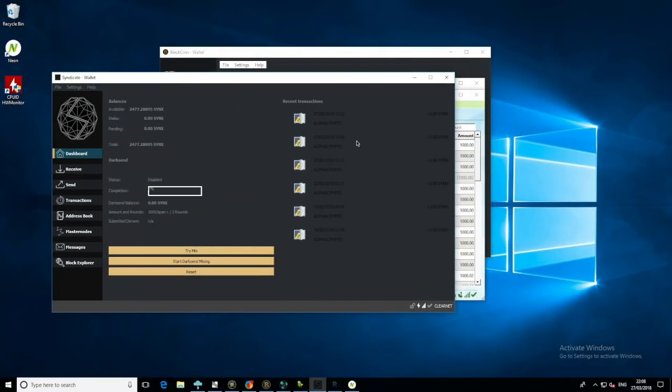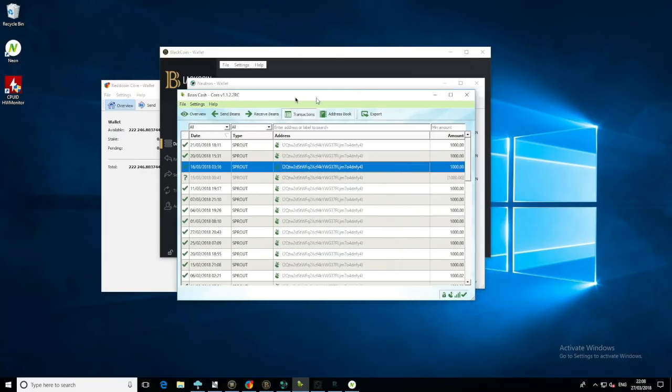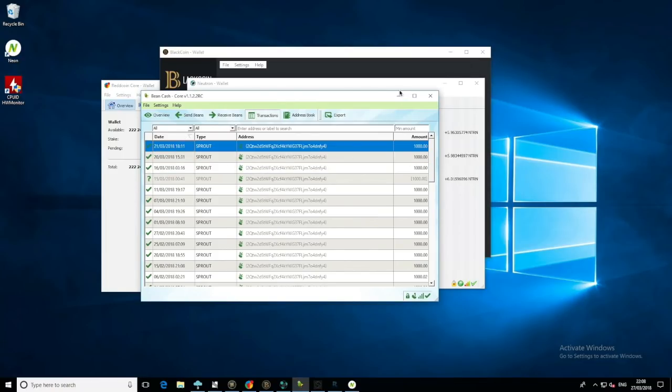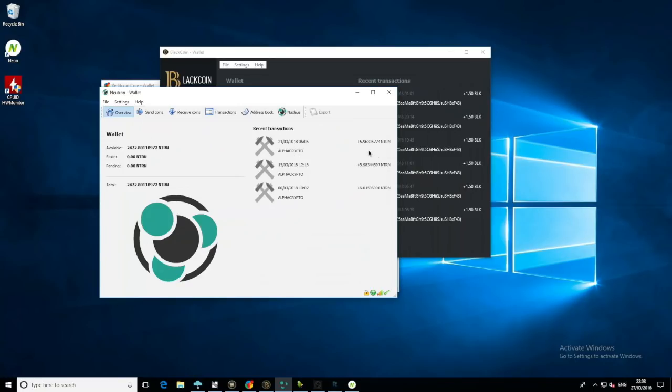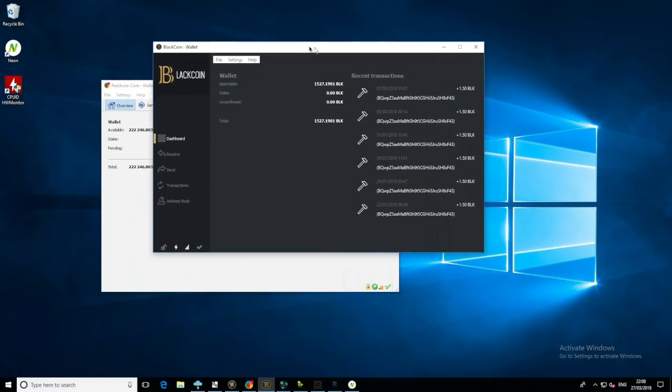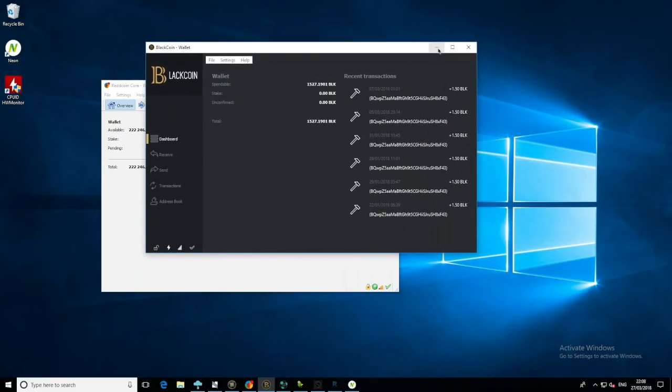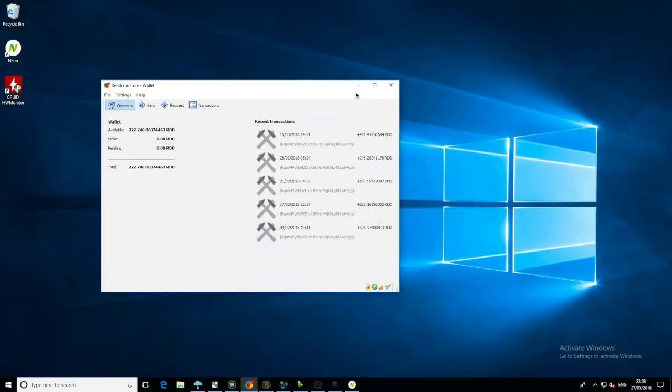So Syndicate, we've had a few stakes since the 13th actually, so we've had 1, 2, 3, and 4 stakes, which gives us a total of 20 Syndicate. Bitbean, we've had one stake since the 20th, that gives us 1,000. Neutron, on the 21st, we've got 5.96. Blackcoin, there has been no stakes. Redcoin, no stakes since the 20th.